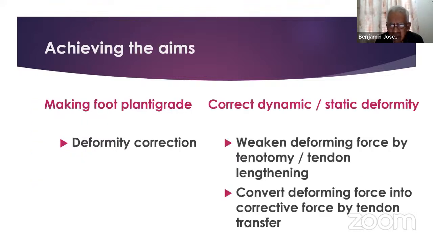So how do you correct the deformity? The deformity may be static or dynamic. If it's dynamic, it's passively correctable. If it's static, it's usually not correctable. You need to weaken the deforming force either by doing tenotomy of the offending tendon or by lengthening the tendon. Lengthening the tendon weakens the muscle. Or better still, if you can convert the deforming force into a corrective force by doing a tendon transfer, you may achieve your aim.